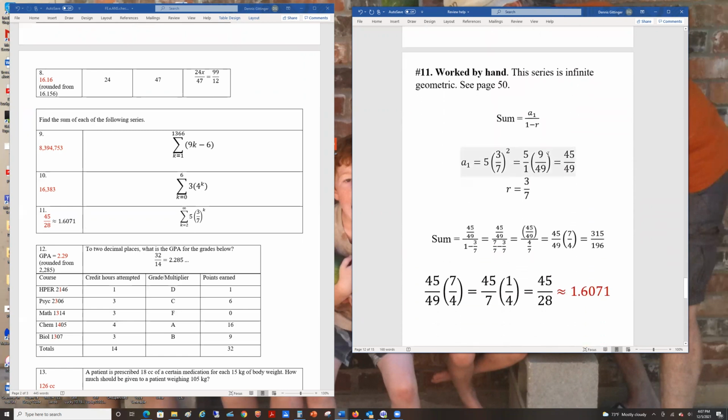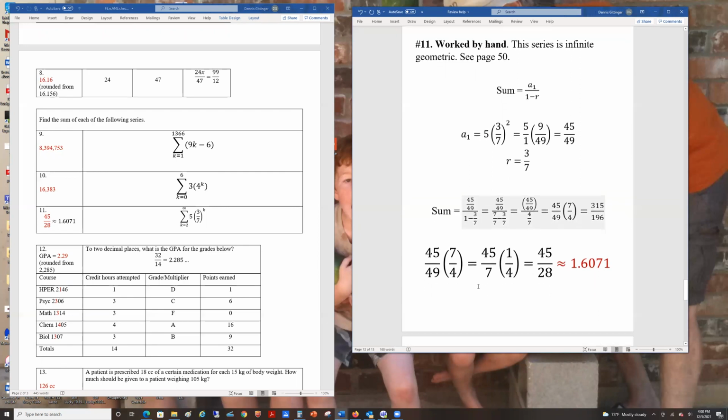The lower limit is 2. So 3/7 squared is 9/49. 5 times 9/49 is 45/49. And again, the multiplier is 3/7. Look at your page 50 and those following. So your sum is a sub 1 over 1 minus r, 45/49 over 1 minus 3/7. You recall we changed 1 to 7/7 because if you use that denominator over itself for 1, we can easily subtract. 7/7 minus 3/7 is 4/7, which means 45/49 times, not 4/7, 7/4. And we get 315 over 196.